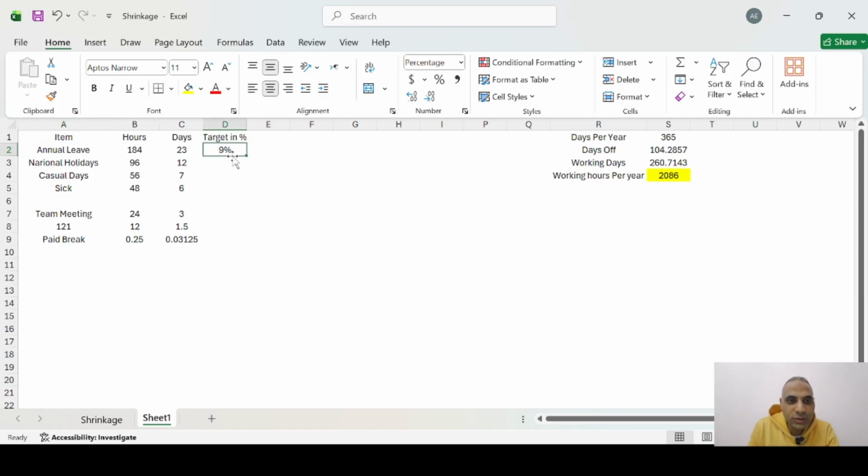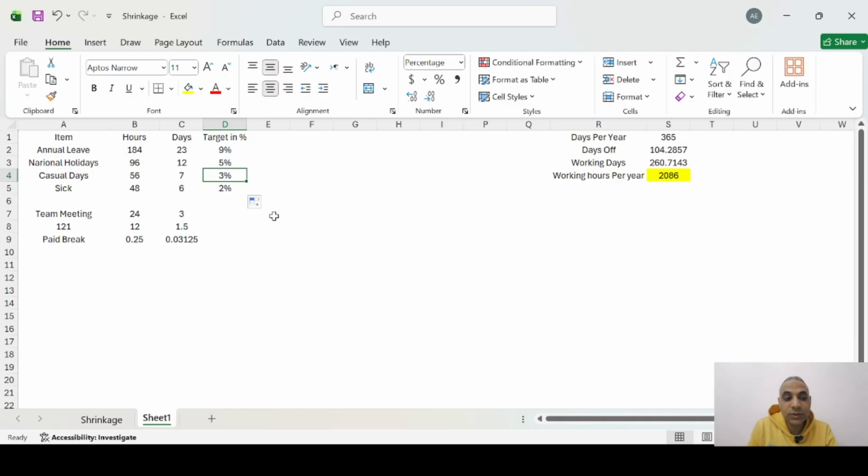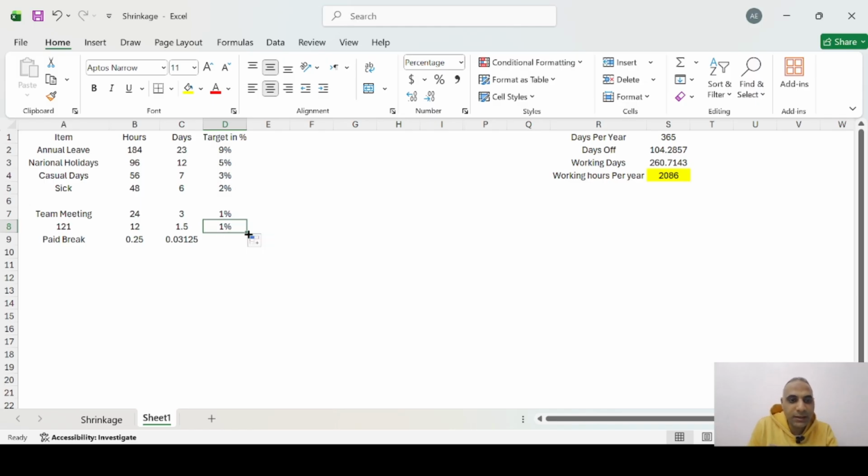And let's do the same here, but let's fix the formula by F4 in order to drag the formula. So now we'll have national holidays like 5% and casual 3%, sick 2%. Team meeting we'll do the same, 24 divided by 2086, and F4, we'll have team meetings per year 1%. We'll do the same for the one-to-one, which is 1%, and finally the paid break.